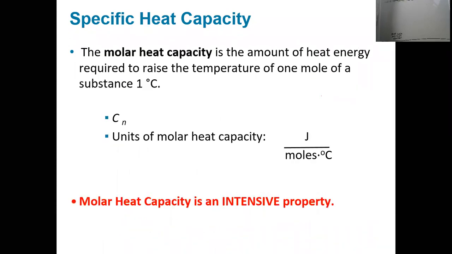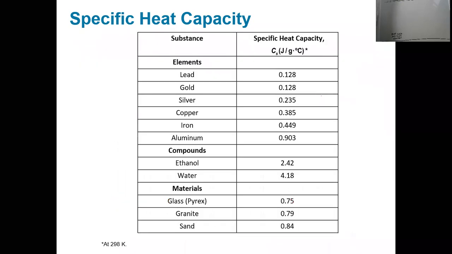Okay, we have another type of heat capacity, which is molar heat capacity. That's another intensive property because it's joules per mole degrees Celsius. So as soon as we have a specified amount within that unit that we're looking at, that turns the property from an extensive one to an intensive one.